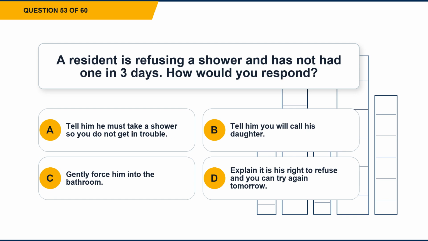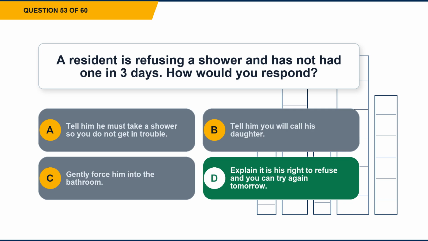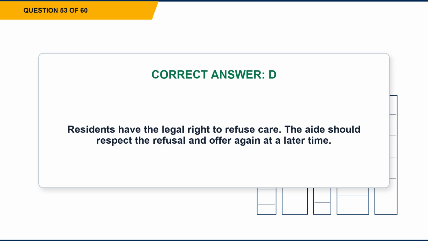Question 53. A resident is refusing a shower and has not had one in 3 days. How would you respond? Option A, tell him he must take a shower so you do not get in trouble. Option B, tell him you will call his daughter. Option C, gently force him into the bathroom. Option D, explain it is his right to refuse and you can try again tomorrow. The correct answer is option D, explain it is his right to refuse and you can try again tomorrow. Explanation. Residents have the legal right to refuse care. The aide should respect the refusal and offer again at a later time.